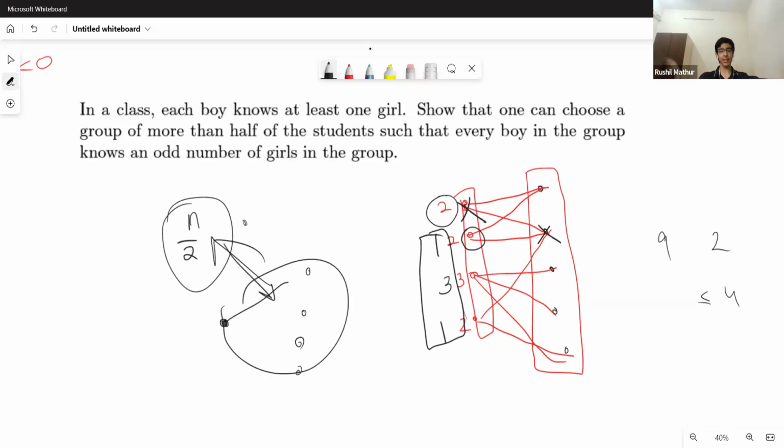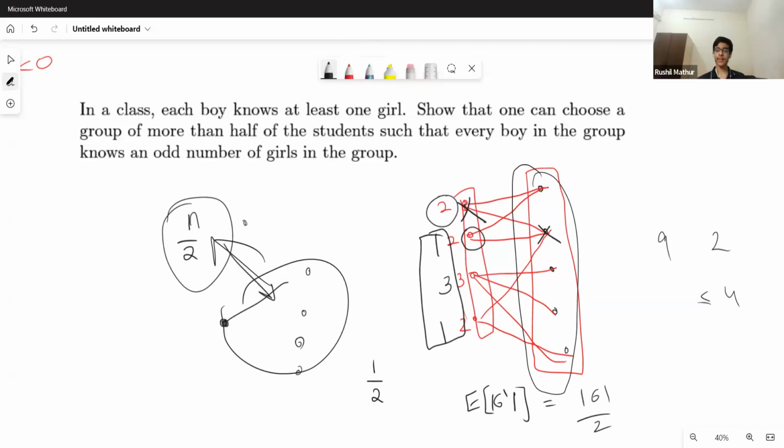So maybe instead of picking everyone randomly, let's only first pick girls randomly. And then if life is not working out for some boy, like he knows an even number of girls, then we just delete that boy. And we figure out at the end how many boys we would have needed to delete and how many girls we ended up deleting. Basically, you delete each girl with probability half. So the expected value of the number of girls in this new graph is the original number of girls by two.